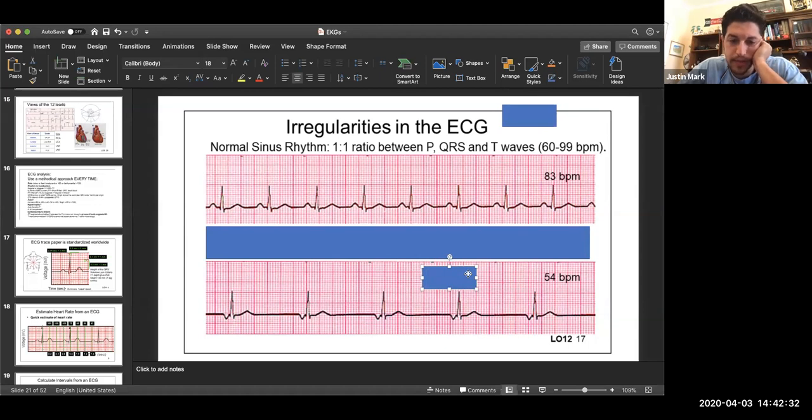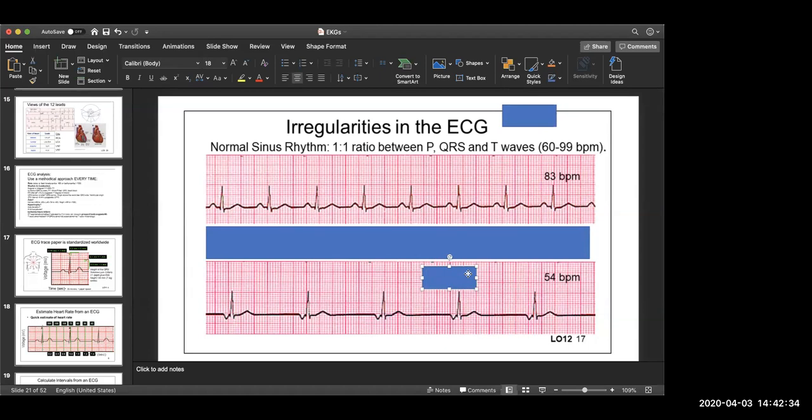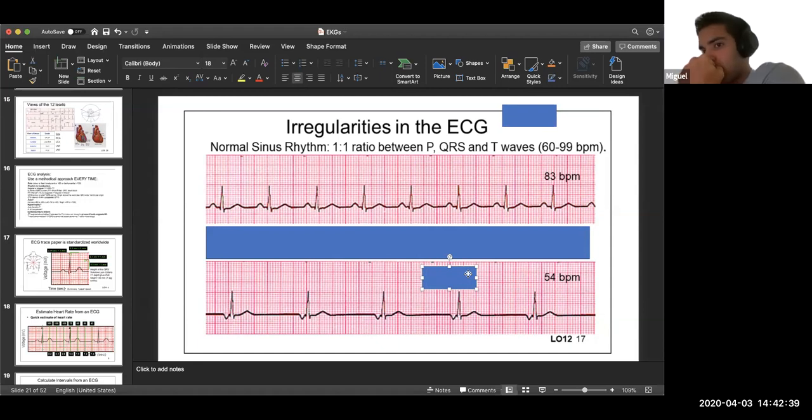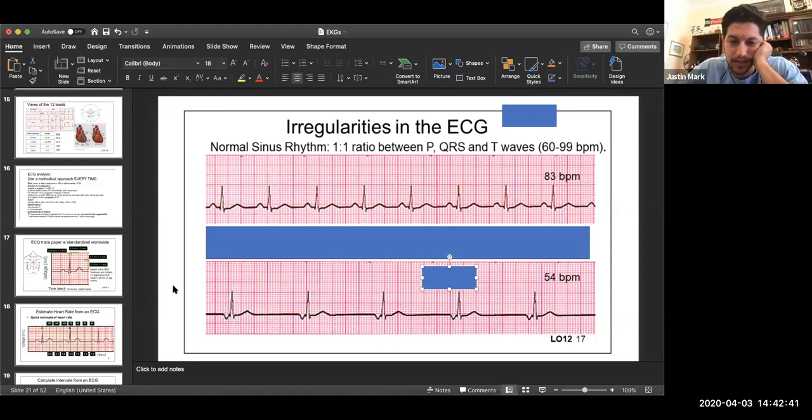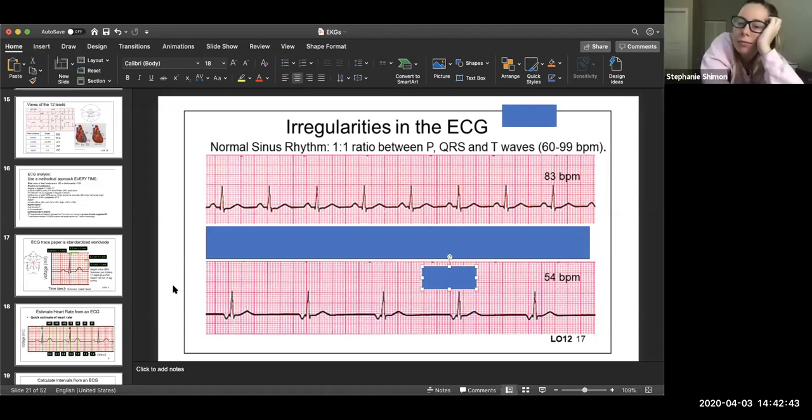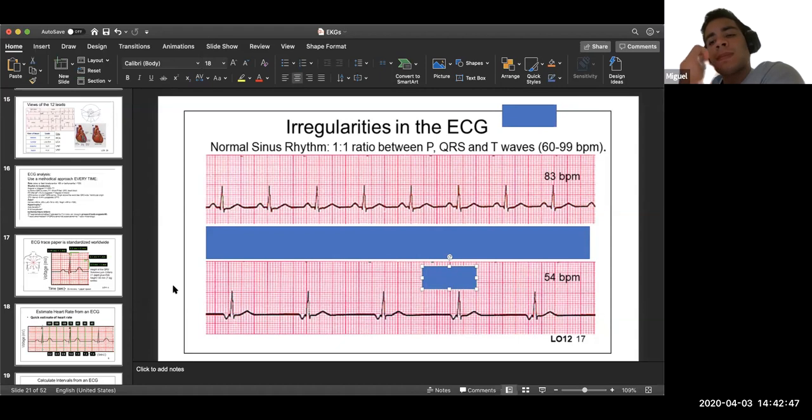Do we have P waves? Yes. But they're inverted. They're upside down. Hold that thought. Do we have QRS complexes? Yeah. Do we have T waves? Okay. So some people might say that because we have P waves, this is normal sinus rhythm.